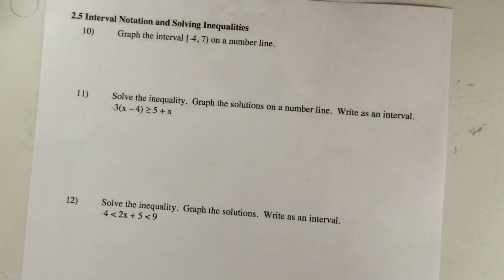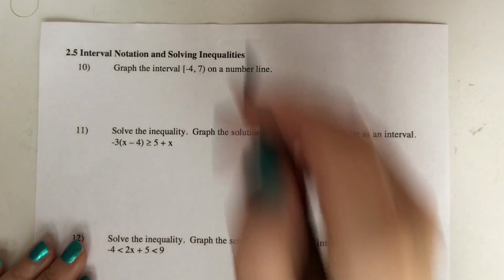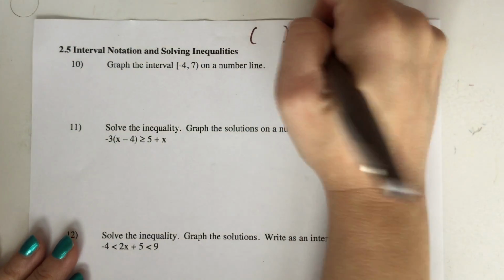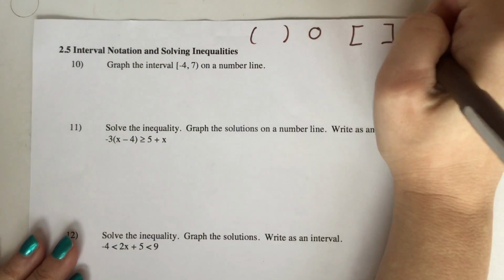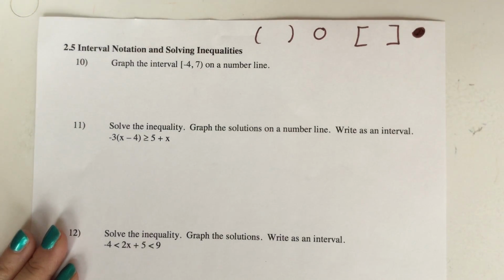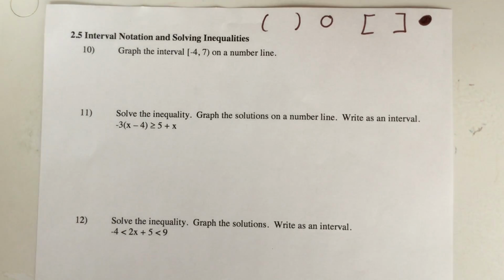Last page of the review, guys. This is interval notation. Things to remember here: when you have rounded brackets, it's an open circle. If you have squared brackets, it's a filled in circle. With infinity, if you have an arrow going all the way to the right, or negative infinity, an arrow going all the way to the left, the brackets will always be rounded, okay?